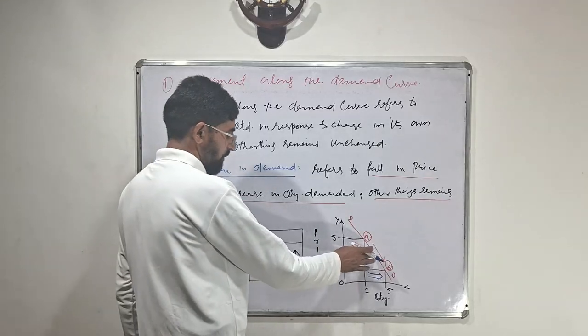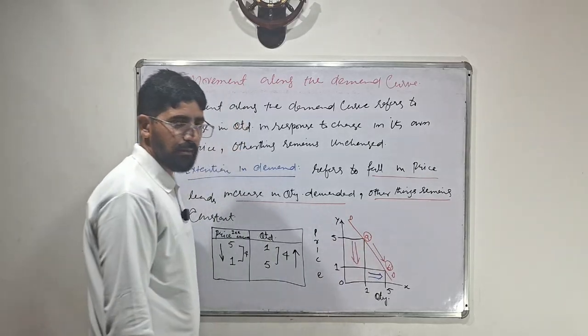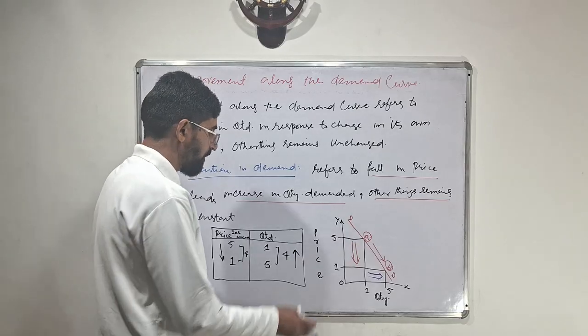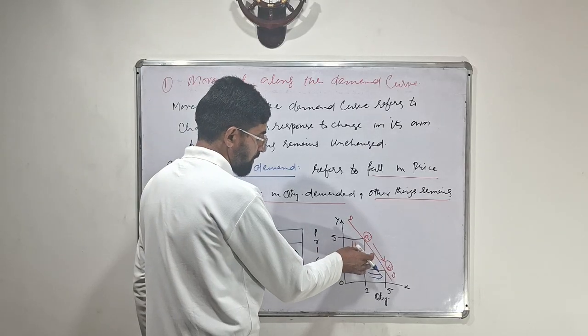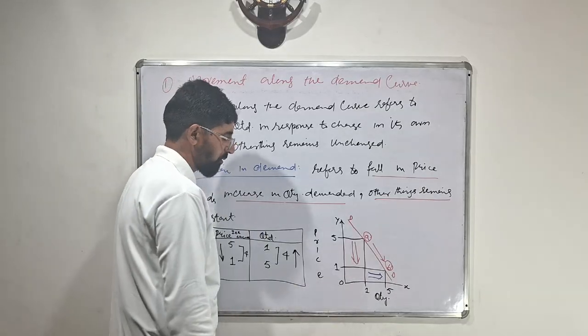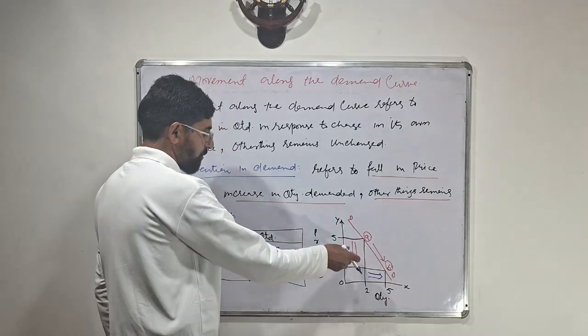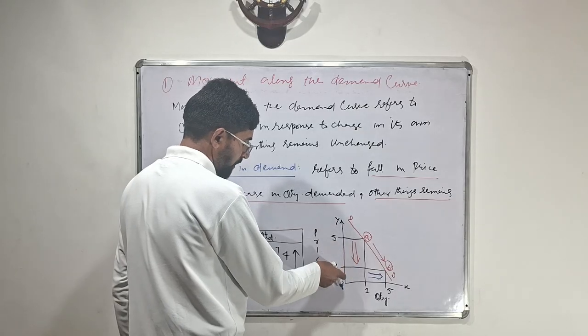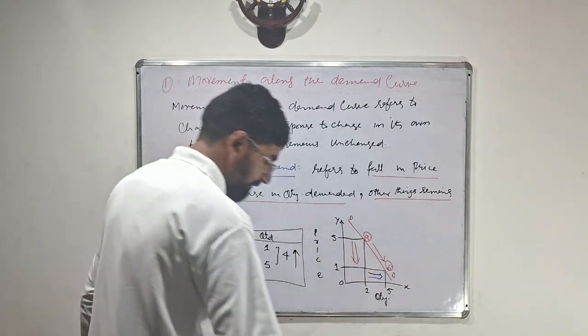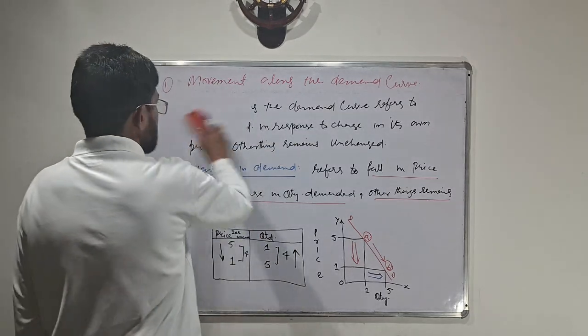If you have read lecture 1 and lecture 2, I have briefly discussed how to calculate the slope, how we measure the slope of the demand curve. That's why I am showing this: 5 to 1, a 4 unit fall in price leads to an increase in quantity from 1 to 5. Now, second one, contraction in demand.